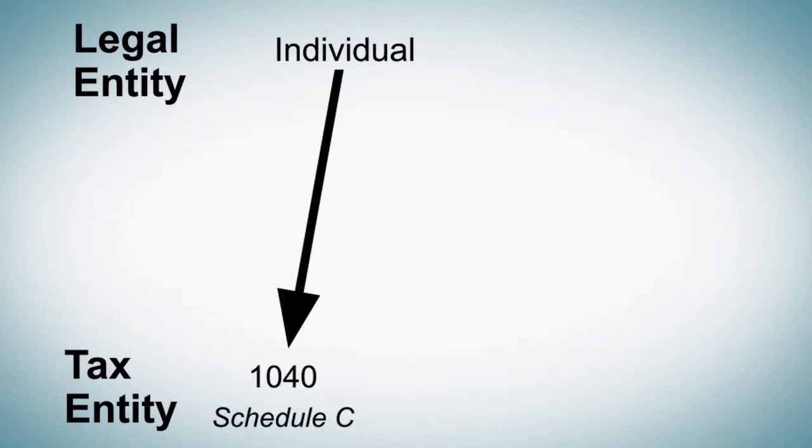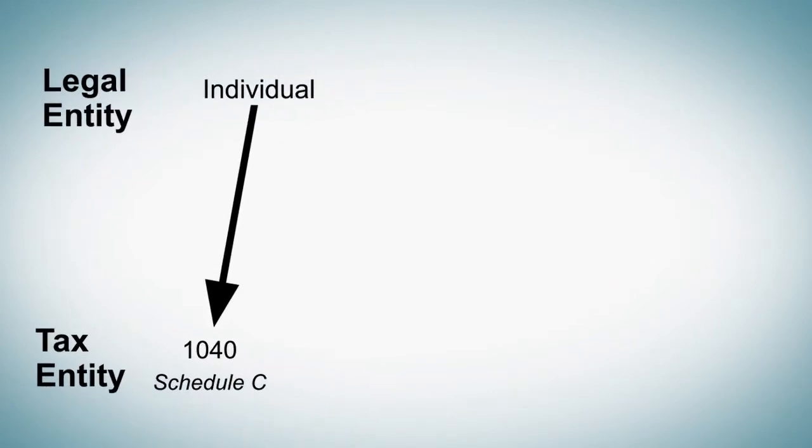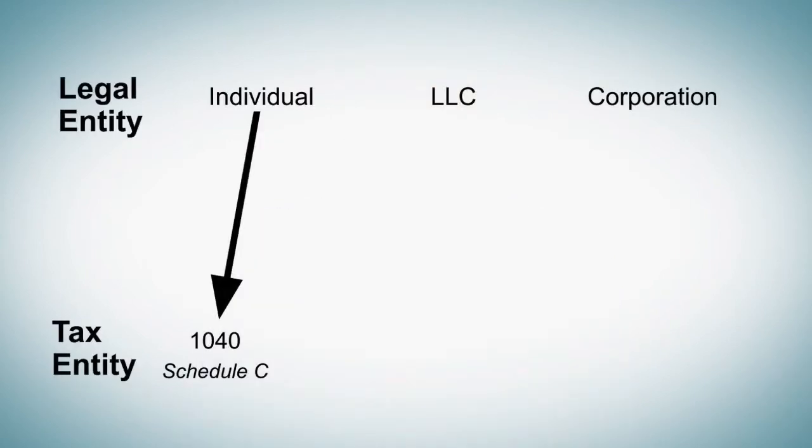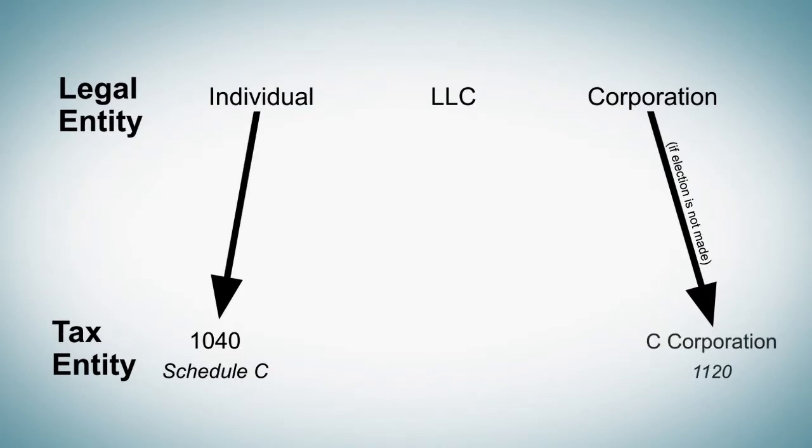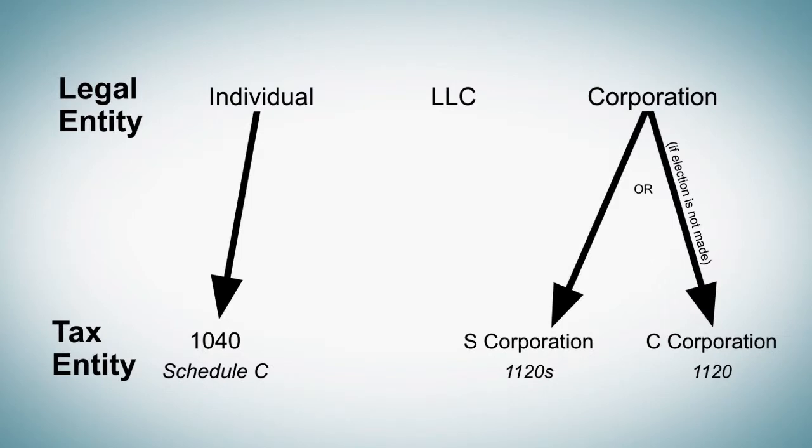You may want to look at other legal entities, such as an LLC or a corporation, which offer limited liability protection for you, but certainly you should talk to your legal advisor about what your liability is and how that protects you. If you've made a decision to be a corporation, then the filings that you have are by default a C corporation, or you may make an election to be an S corporation. S corporations have a little bit different tax structure than a C corporation, and so obviously you want to look at what are the advantages and disadvantages of each.